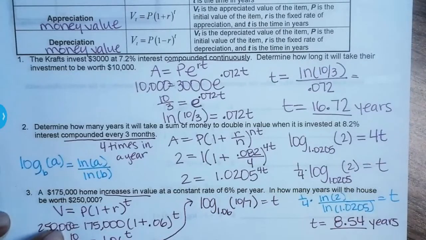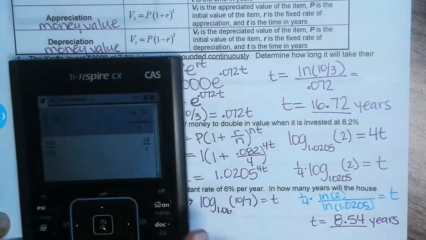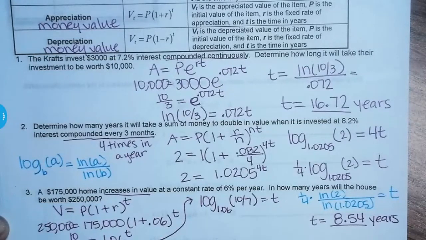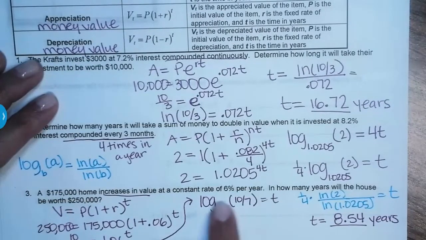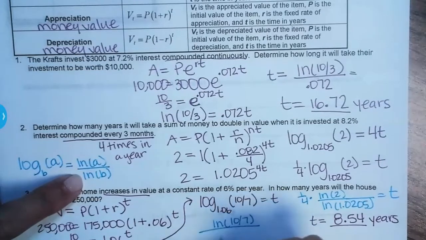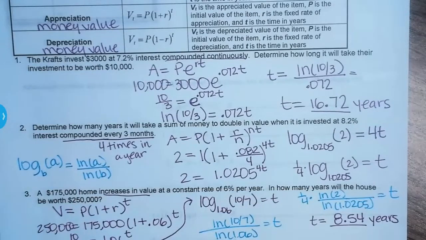And like I told you, if you have your own little graphing calculator, you can just type this in as is, log 1.06 of 10/7, and it will tell you the answer. If you're using the decimals calculator, then you need to change this using the change of base formula. So we have to change it into natural log of 10/7 divided by natural log of 1.06. So let's type that into the decimals calculator.